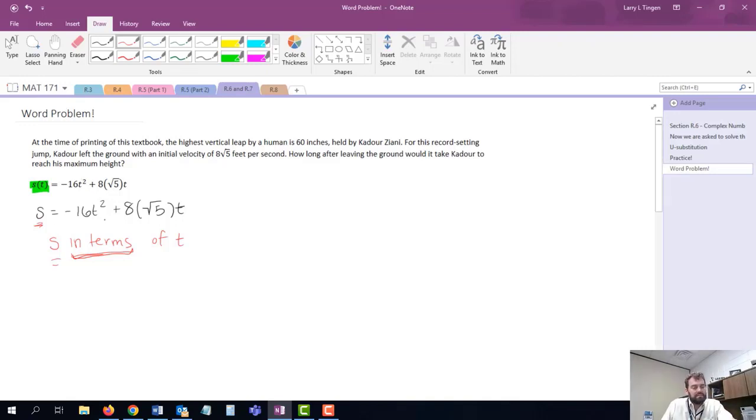Absolutely. Negative 16t squared is a term, it has a t in it. 8 times the square root of 5t is a term. So I have s in terms of t, right? All those words, when we say them, they have a meaning. S in terms of t, or s of t. But let's get rid of all of this extra fluff, and let's tackle this problem. The first thing you're going to notice, if you watch the video that we did in class, is that I had the t under the root for some reason.